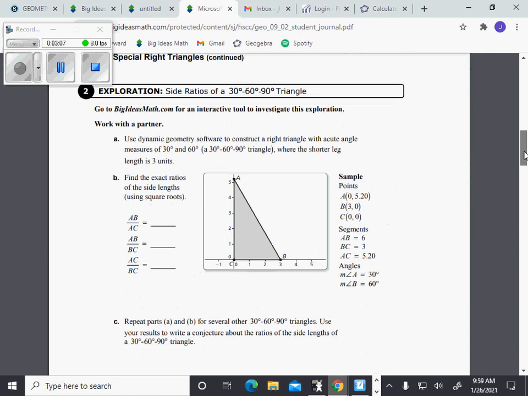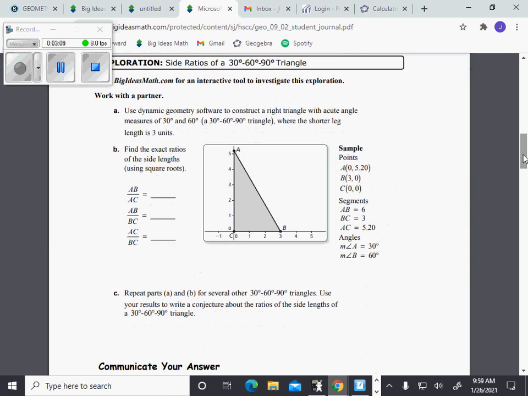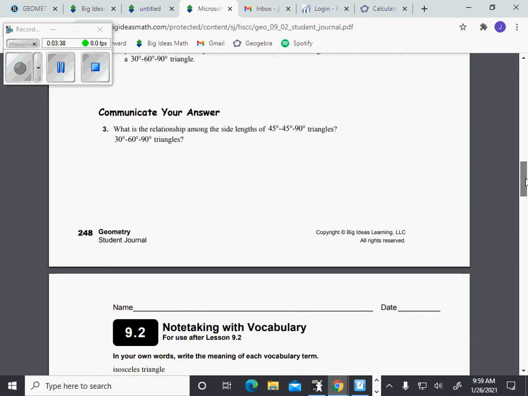Down here, they want us to construct another triangle that is 30, 60, 90. This is another special triangle where this angle is 30 and this angle is 60. I'm not going to go on GeoGebra for this one. We're just going to talk through this. The best way to talk through this is to show some examples down here.